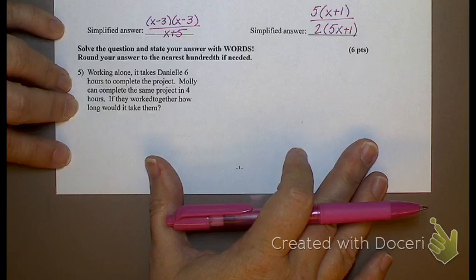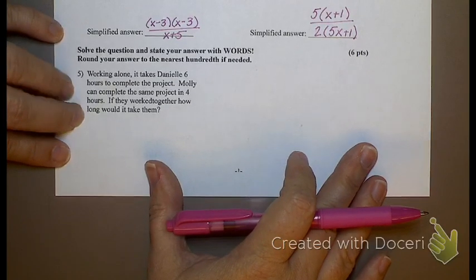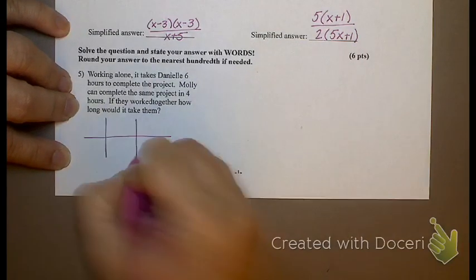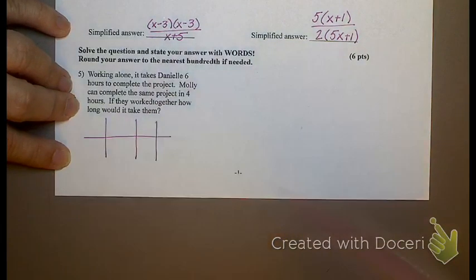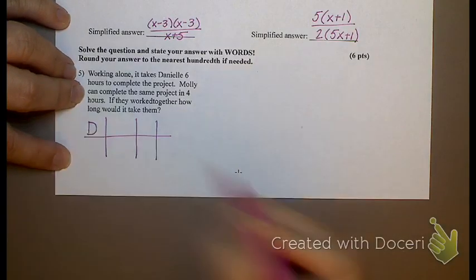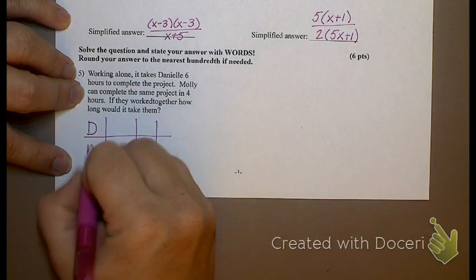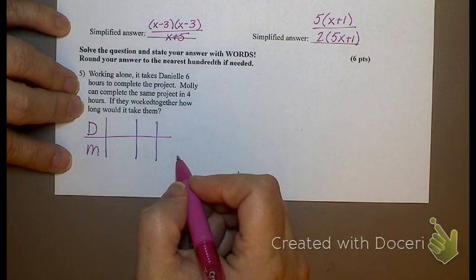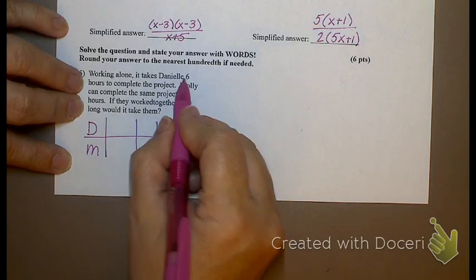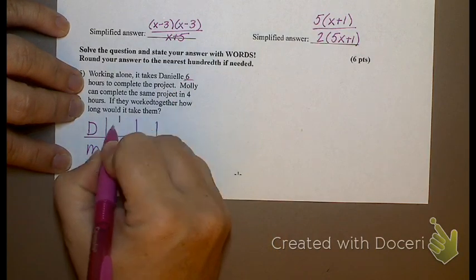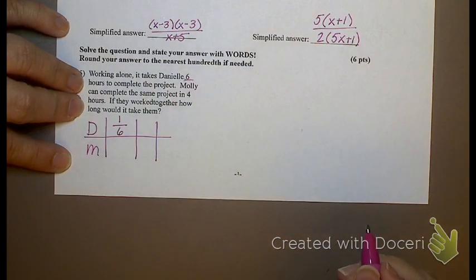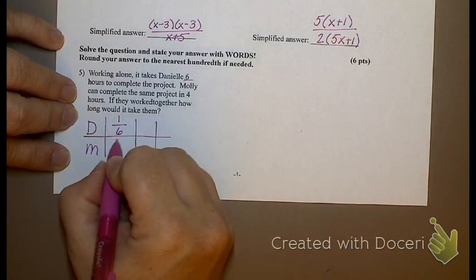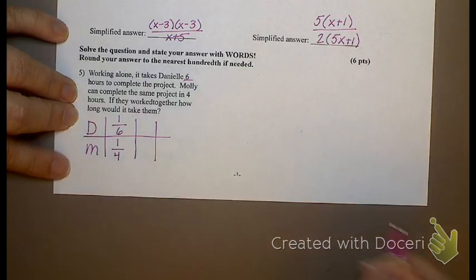Those people that understood how to do these thought this was the easiest problem on the test. If you remembered that little chart that we did, had a couple columns like that. Actually, I think there's one more line. I call this one Danielle and this one Molly. How long can Danielle complete one job? 6 hours. So she can complete one job in 6 hours, right? Molly completes one job in 4 hours.